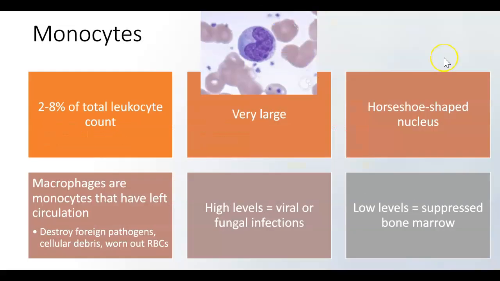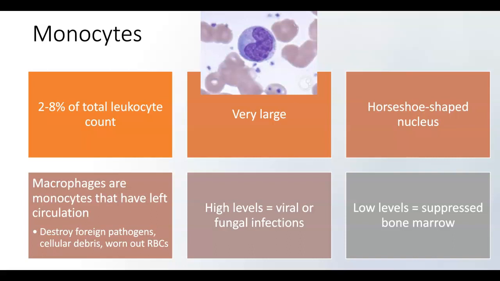And then monocytes is the last agranulocyte. They make up 2 to 8% of the total leukocyte count. They're really large. They have a horseshoe-shaped nucleus. You can see that right here. Macrophages are monocytes that have actually left circulation, so they've left those blood vessels, and their job is, like Pac-Mans, to go around and destroy or eat up foreign pathogens, cellular debris, and worn out red blood cells. We talked about that in the last video.